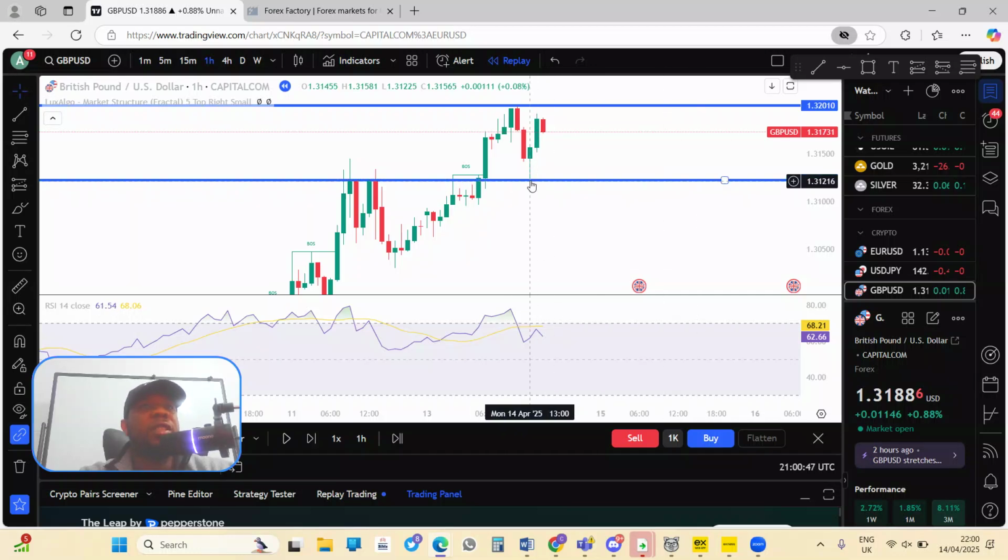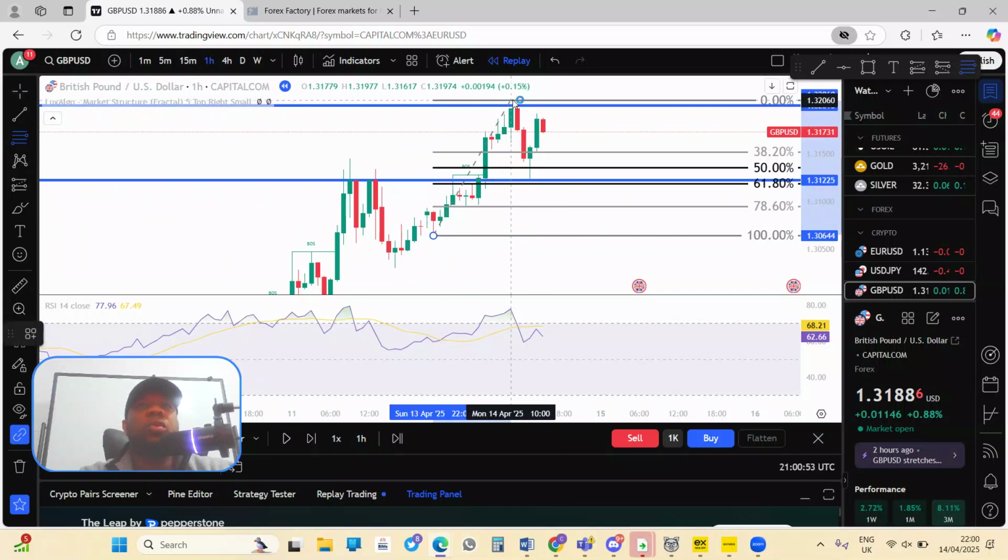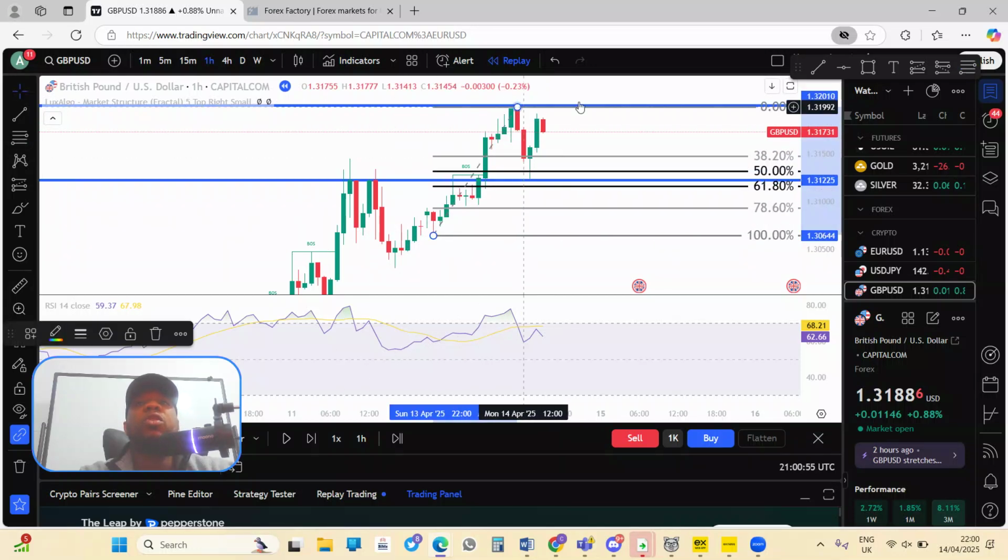I received an alert that it had come to retest, and what I did was take the Fibonacci here, from swing low to swing high. What I'm looking for is that the retest must be in line with my 50 to 61.8 golden zone of Fibonacci, which it was, exactly. So I took my buy here, and my stop loss is just below the 61.8% level. And my take profit is at this point.